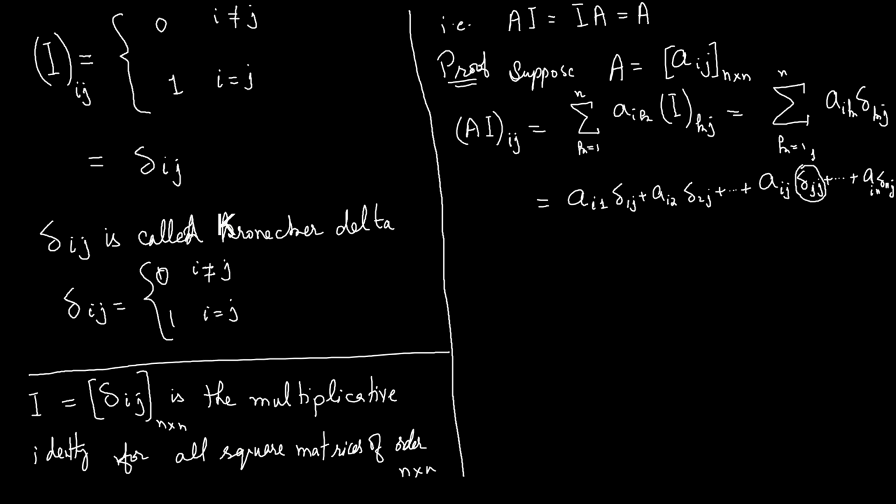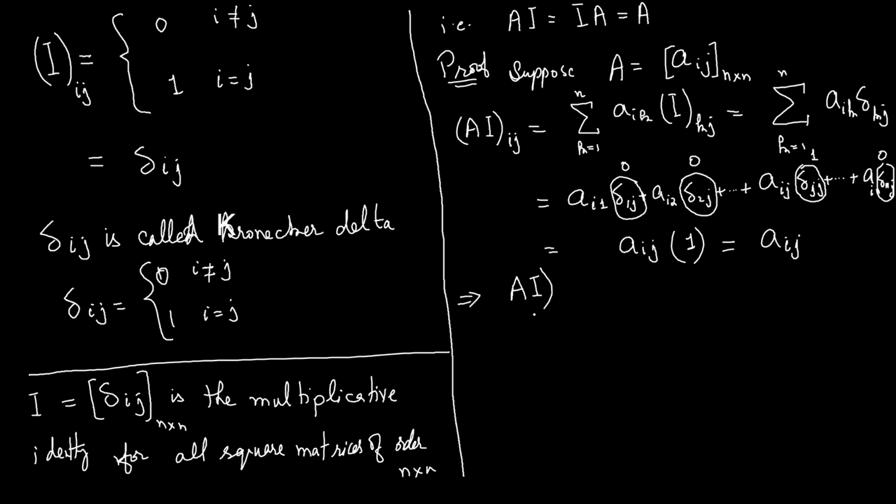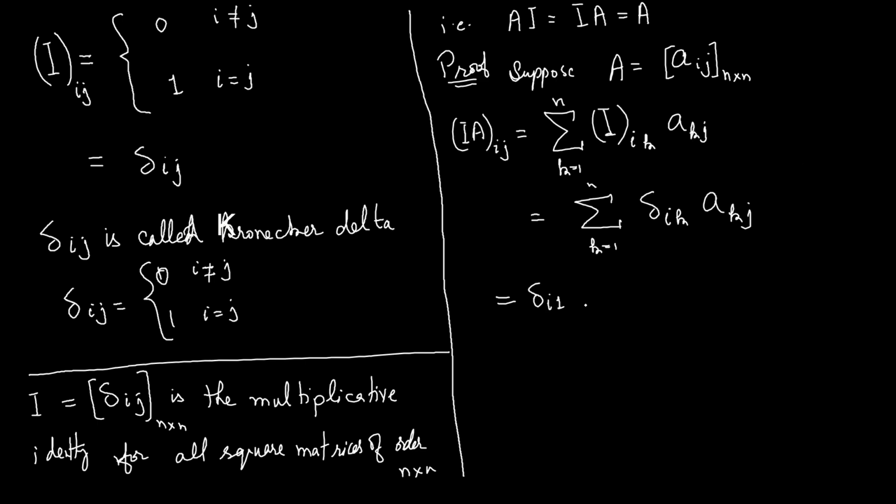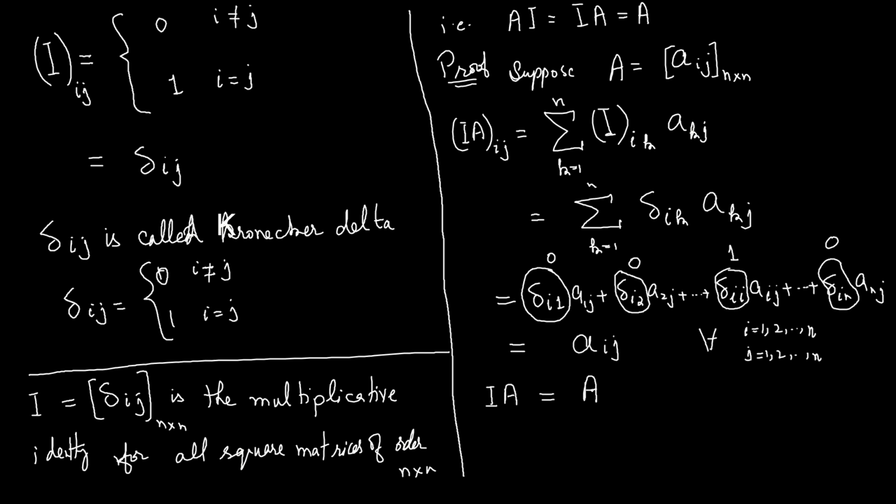Look at this. Delta will only be 1 when both indices are j. From this we obtain the summation equal to a_ij. The ith jth entry of the product AI is the element a_ij. From this it implies that AI is equal to A. On the same lines, we can prove that the product I into A is equal to the matrix A. So I is the multiplicative identity for matrices.